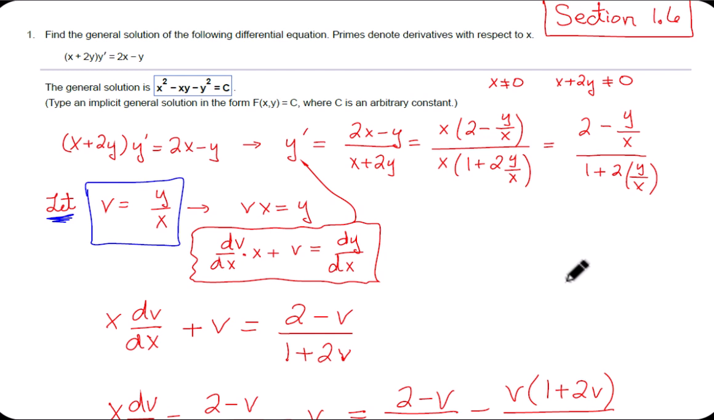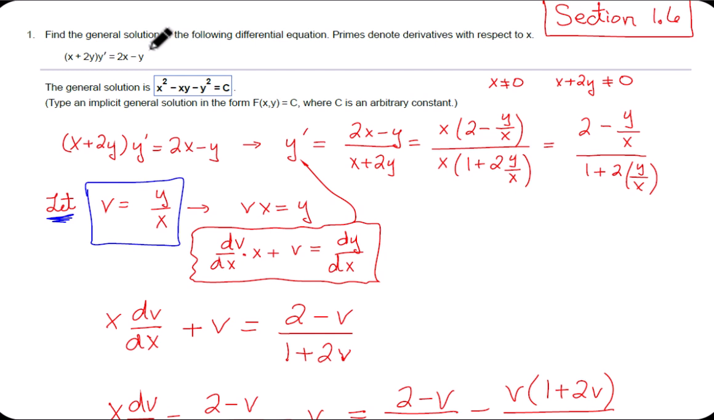Welcome to section 1.6, differential equations. The whole topic in this section is about making the proper substitution to turn your problem into something that's easier to solve. In problem 1 here, we have our differential equation, and it's not readily clear what you might substitute.